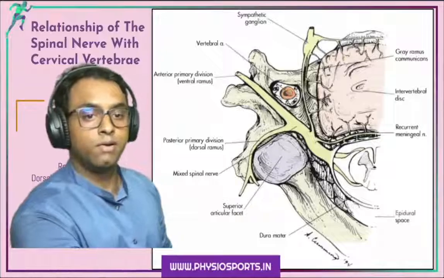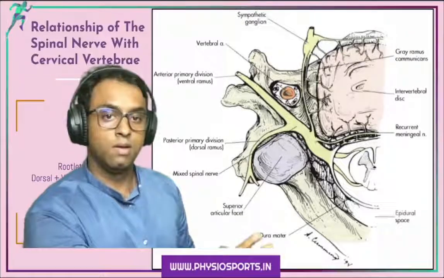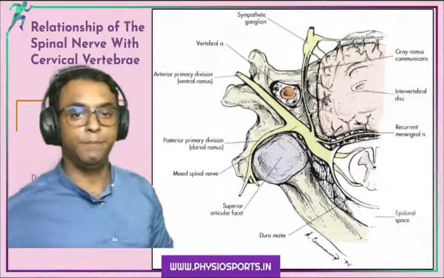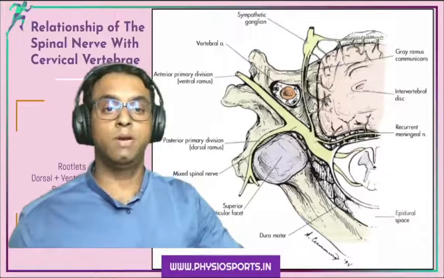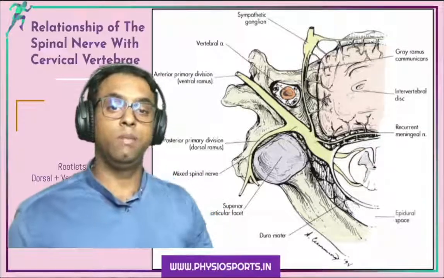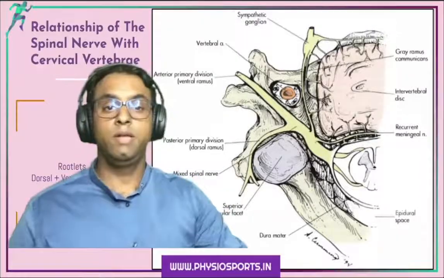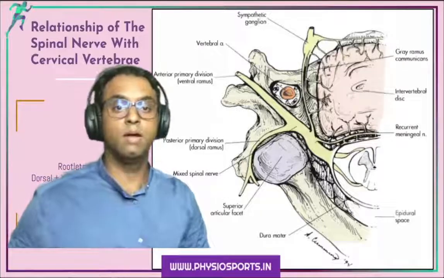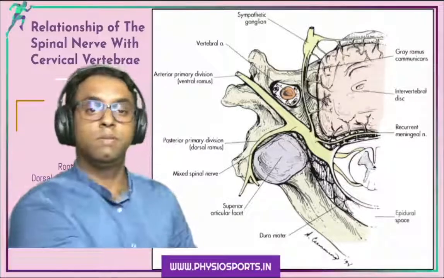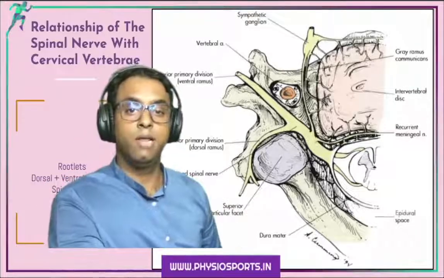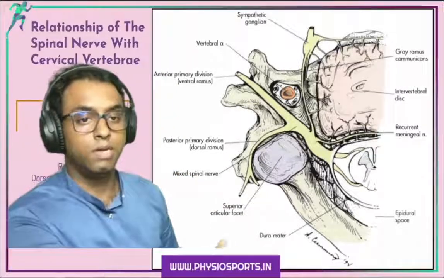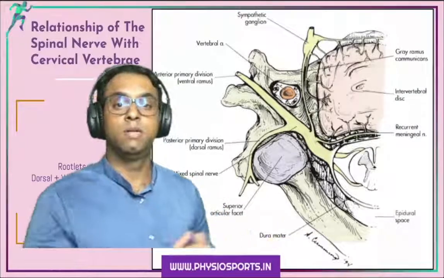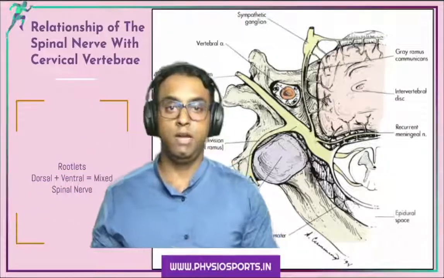Notice the dorsal and ventral rootlets, the mixed spinal nerve, posterior and anterior primary divisions, that are the dorsal and ventral rami. The posterior primary division can be seen divided into medial and lateral branch. The recurrent meningeal nerve can be seen entering the intervertebral foramen. The fibers arising from the middle cervical ganglion and the gray communicating ramus are also shown over here, communicating with the recurrent meningeal nerve. Now notice that these fibers supply the anterior and lateral aspect of the intervertebral disc.